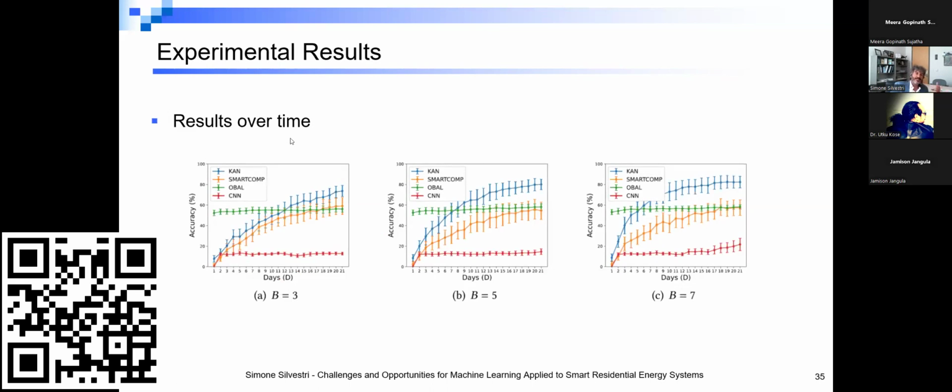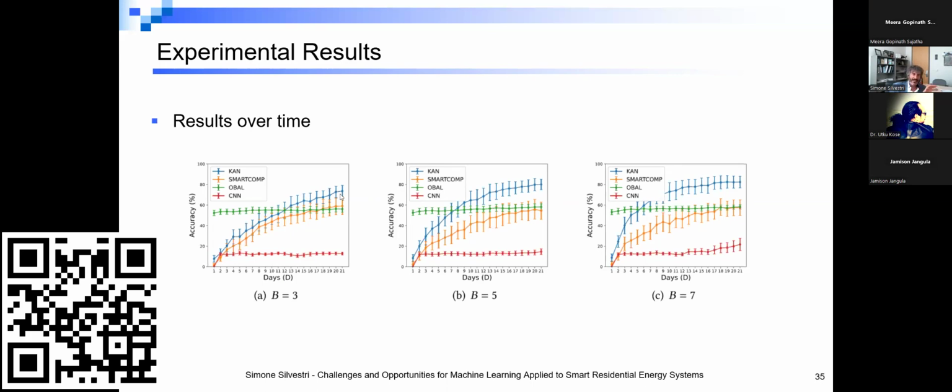Then we study some results over time. So here you have on the x-axis the days. As the system keeps learning, because remember, these systems learn over time, so time is kind of an important component to study. And on the y-axis, we have the accuracy in identifying the appliances. Our approach here is CAN, the blue one. And we also consider different budget settings, so how many appliances you can actually query in each day: 3, 5, and 7.